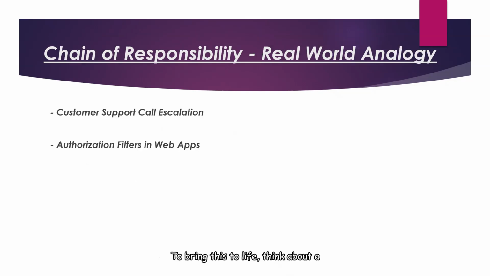To bring this to life, think about a customer service center. You first reach a level 1 support executive. If they can't solve your issue, it gets escalated to level 2, then to a manager if necessary. Each level decides, can I handle this? If yes, done. If not, pass it onward. Similarly, in software, web frameworks use a chain of filters or middleware to process incoming requests in a modular, clean way.